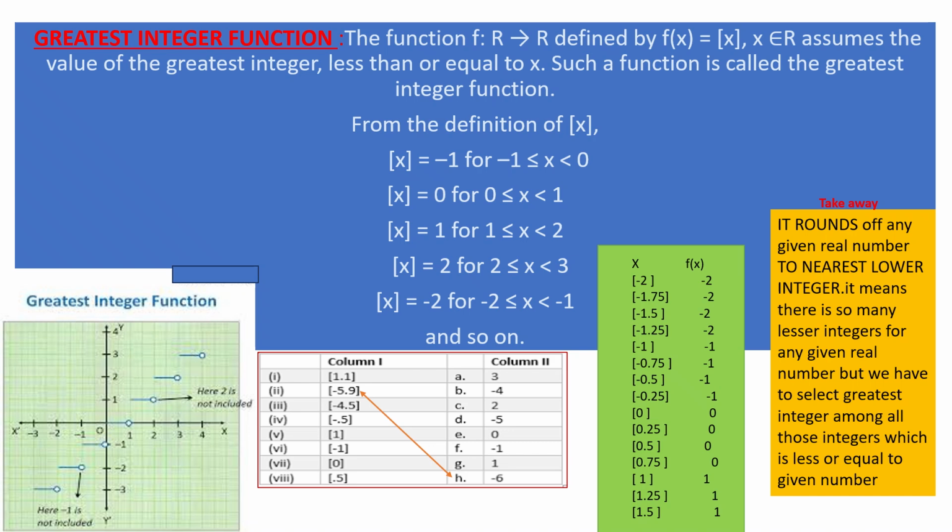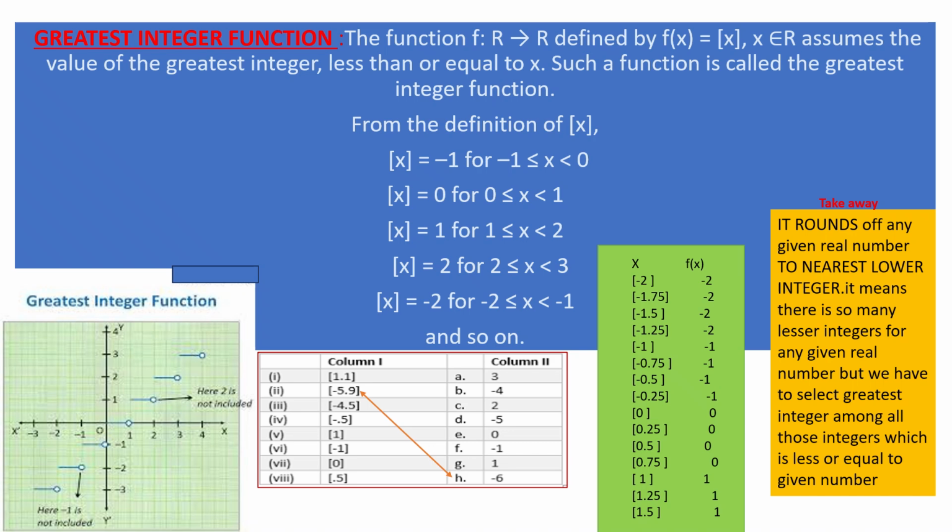Because suppose here there is a number -0.5. So for -0.5, the nearest lower integer is -1. After that -2, after that -3. But we have to select the greatest among all those, that is between -3, -2 and -1. Which is greatest? -1 is greatest. So its value is -1.